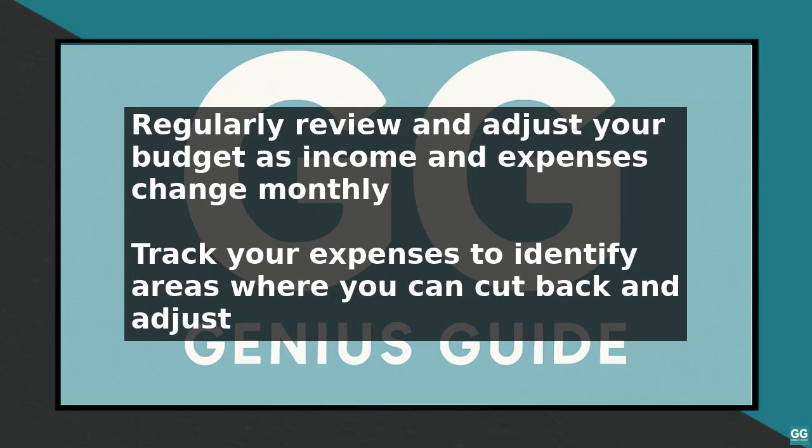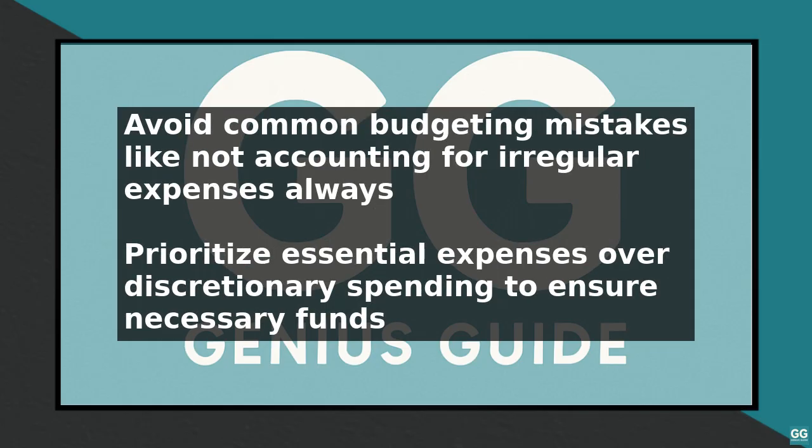To get the most out of EveryDollar budgeting, it is also essential to avoid common budgeting mistakes. One common mistake is not accounting for irregular expenses, such as car maintenance or property taxes. Make sure to include a category for irregular expenses in your budget and allocate funds accordingly.